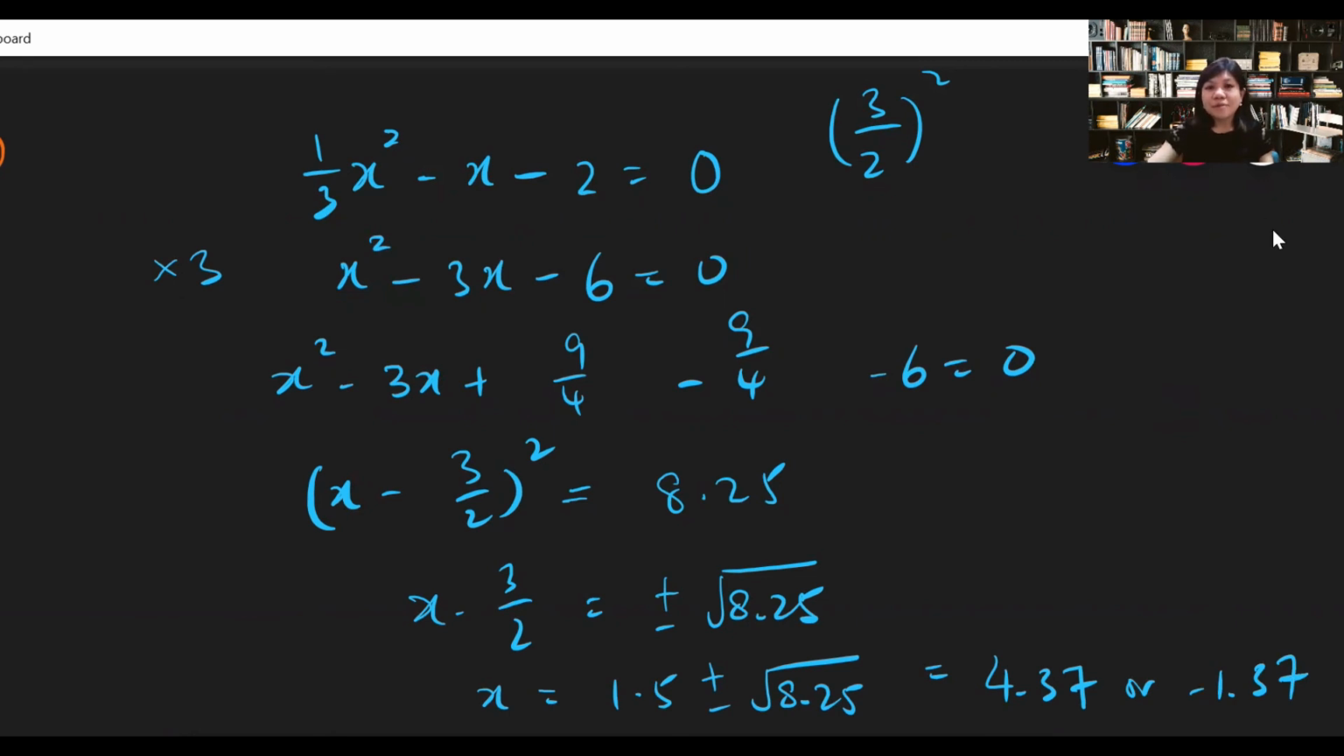So that's all for 3 types of examples in solving quadratic equations using completing the square.